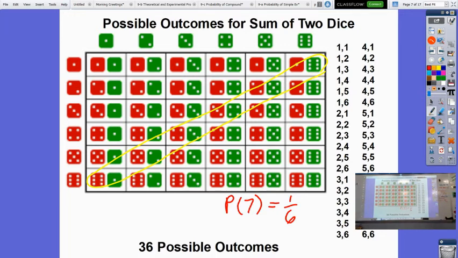How often should you get a 12? One out of how many? 36. 1 out of 36. Right? 6 times harder to get a 12 than a 7. What other number has 1 out of 36 as its probability? What other number is 1 out of 36? 2. There's only one way to get a 2, 1 and 1. How many ways are there to get an 11?